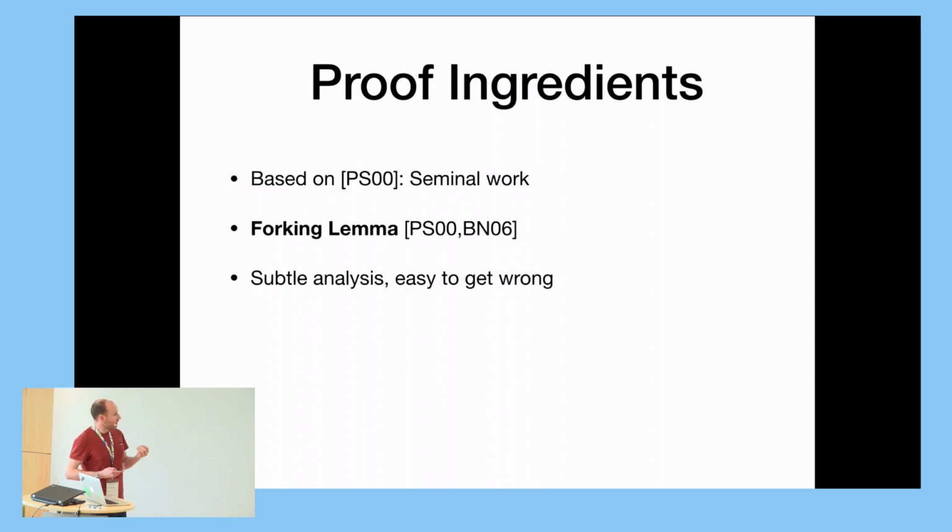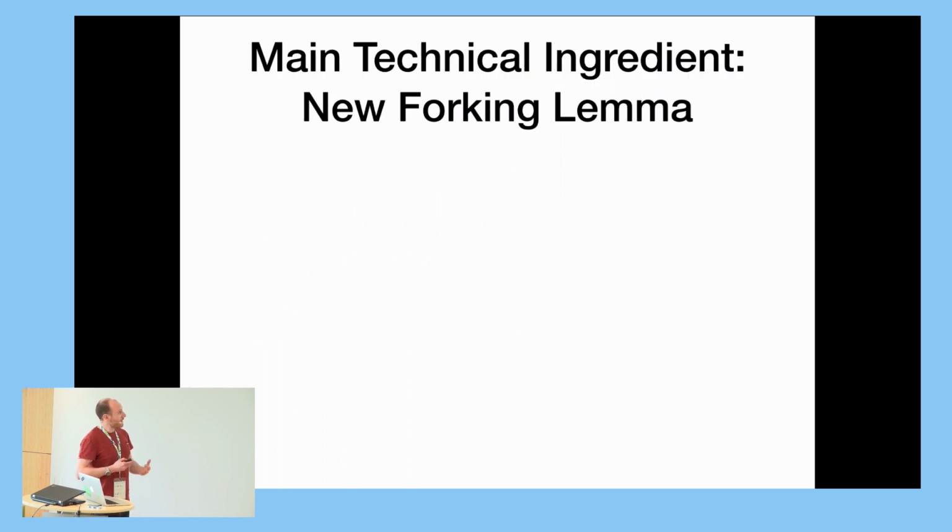But the original analysis used, well, a less refined version of the forking lemma than later given in a generalized version by Bellare and Neven. So it's a very subtle analysis, and it's quite easy to get wrong. And one of our goals was to simplify this complicated analysis and give a more modular proof for it. So the main technical ingredient in doing so is a new forking lemma that we introduce in our work, and we believe it to be of independent interest.